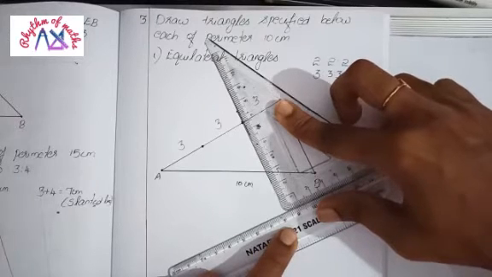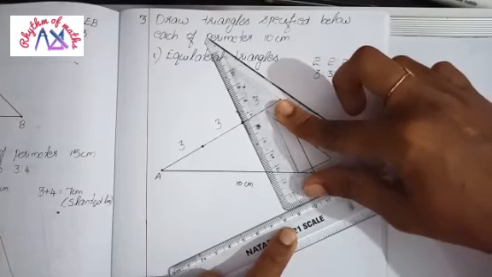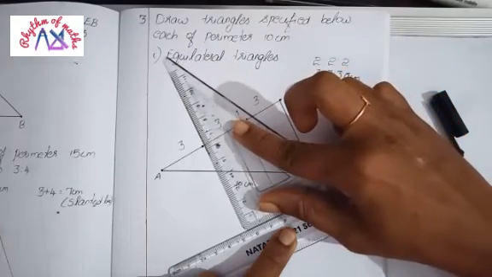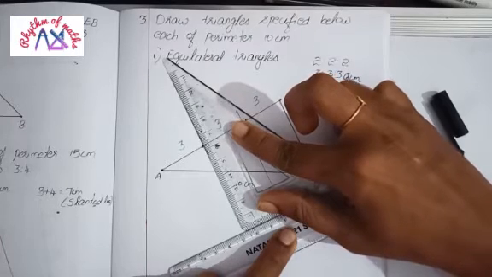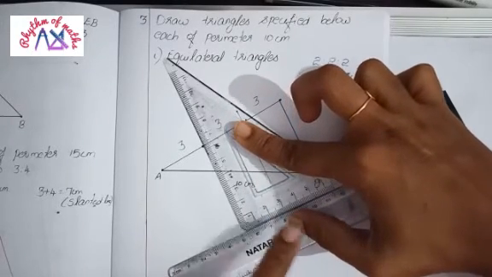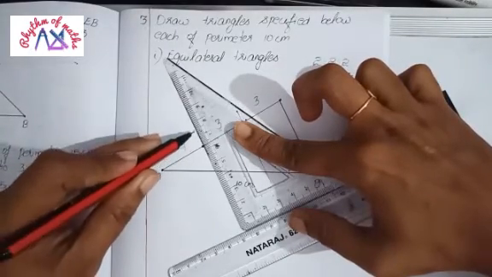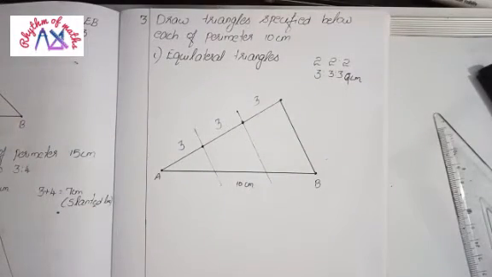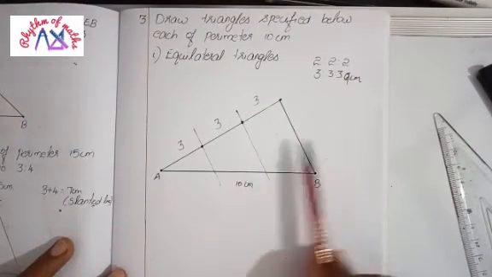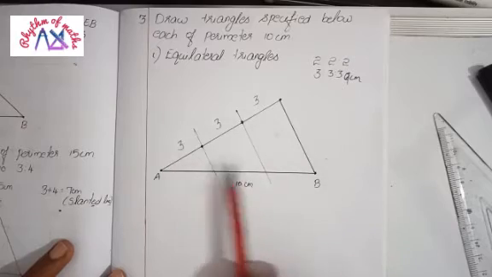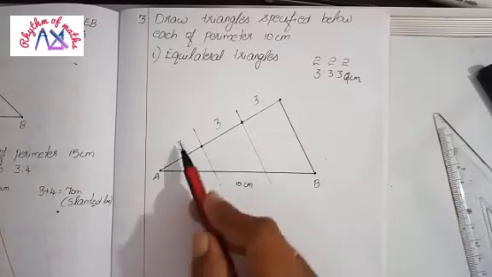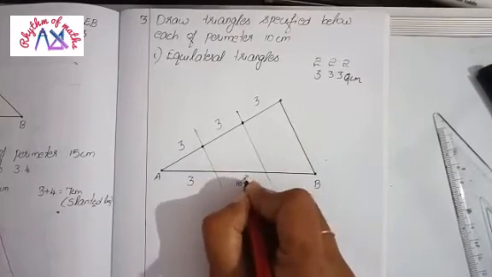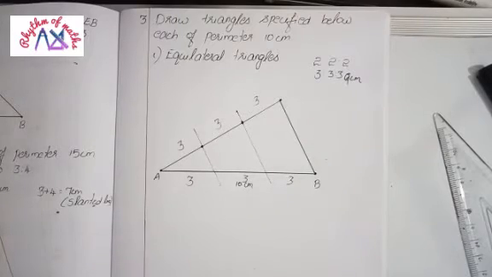Again hold the scale tightly, then repeat the process. Again move the set square up to the second point. When the set square reaches the second point, hold these two tightly, then draw the next parallel line like this. Then you can remove. So you can see 3 parallel lines cut these two lines into the same ratio. So here 3 is to 3 is to 3. Here also the ratio will be 3 is to 3 is to 3. Not the sides, the ratio will be the same.